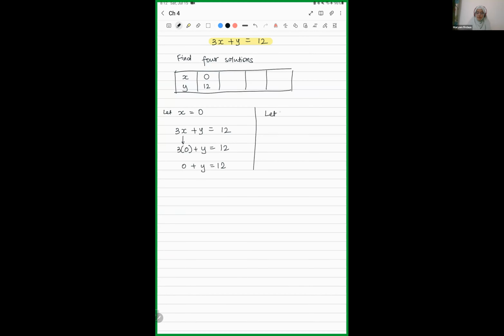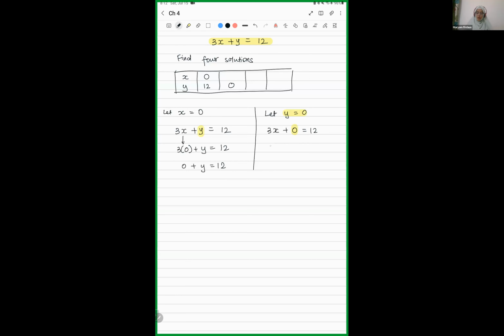Okay. Then let y be 0. That means y is 0. Then what does this become? 3x plus 0 equals 12. In place of y, I put 0.